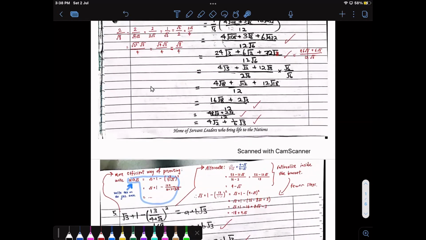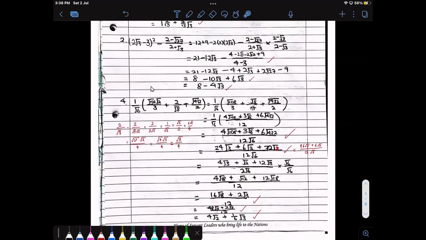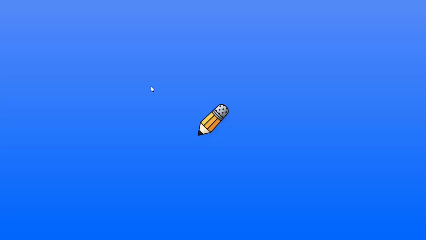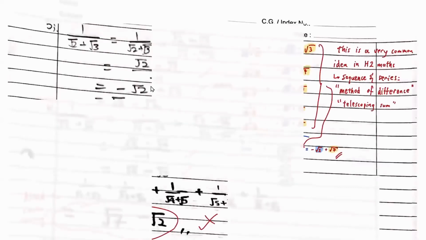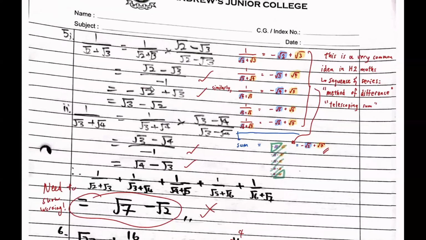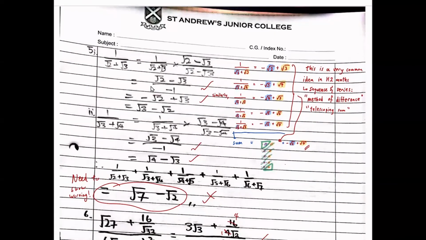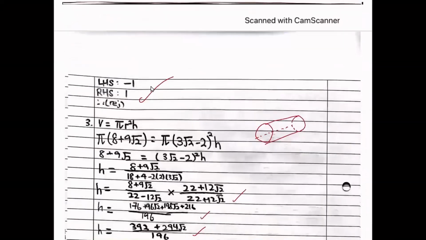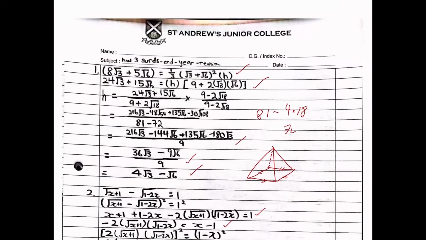Anything else? Okay, that's it for this worksheet. I think there was another one. Let me find it first. Is it this one? Yes, correct. What is this worksheet? Homework 3 sets, end-year revision. Okay, the end-year revision one.